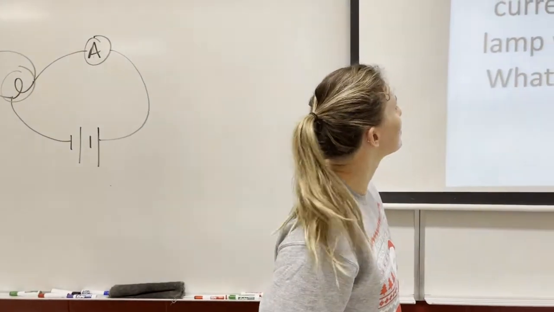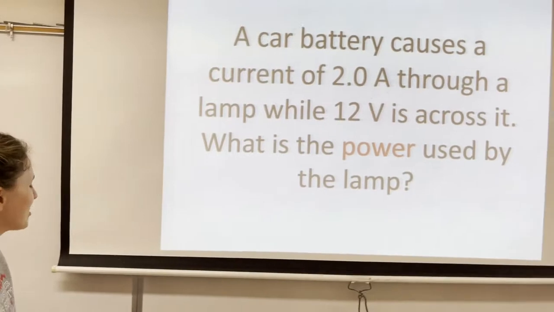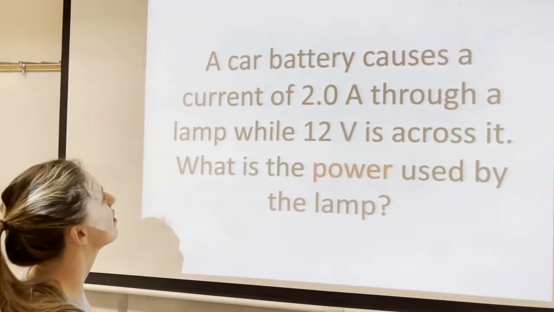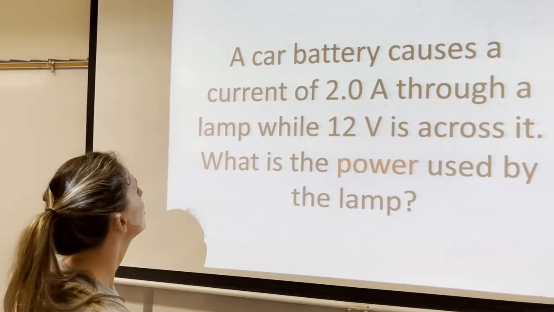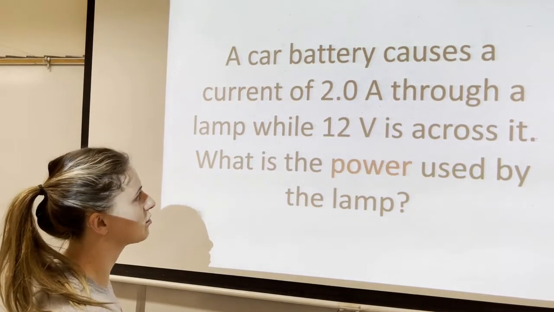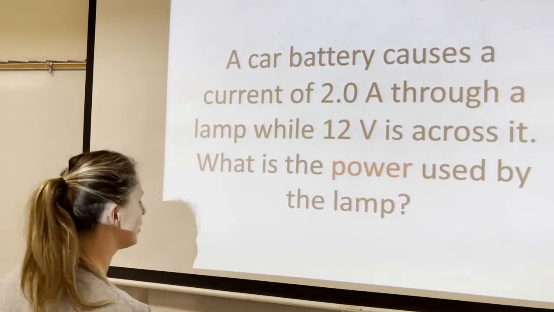Let's just practice some stuff with some questions here. A car battery causes a current of 2 amps through a lamp while 12 volts is across it. What is the power used by the lamp?